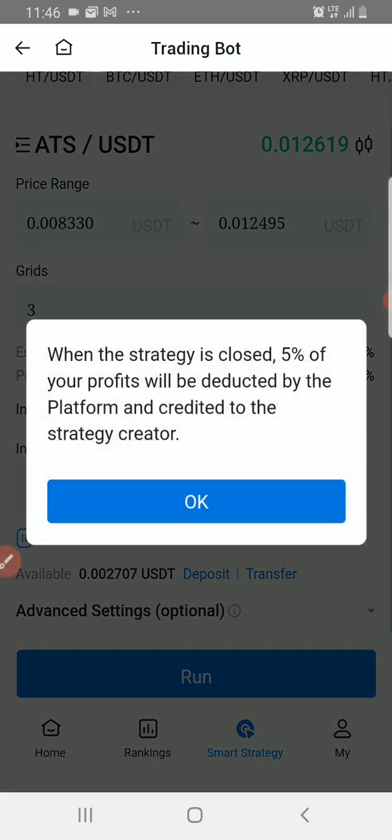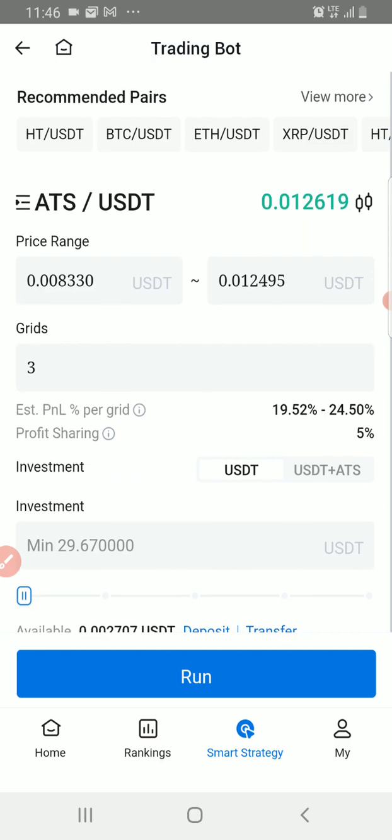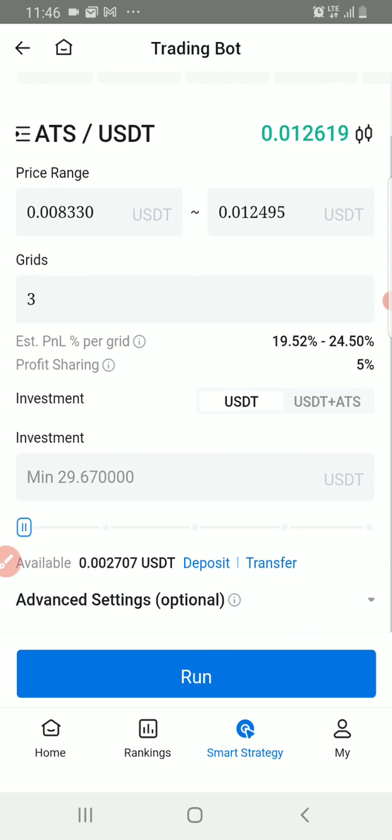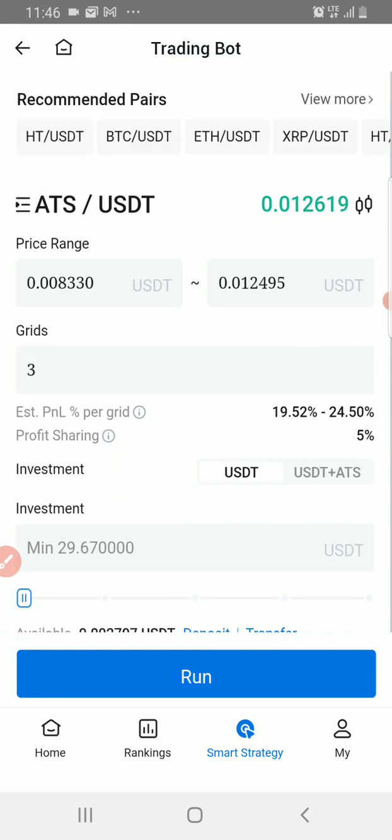When the strategy is closed, 5% of your profit will be deducted by the platform and credited to the strategy creator. Who is the strategy creator? We are the strategy creator now, so nobody is taking anything from us. So just leave that one, right? So we use grid, and then minimum investment.